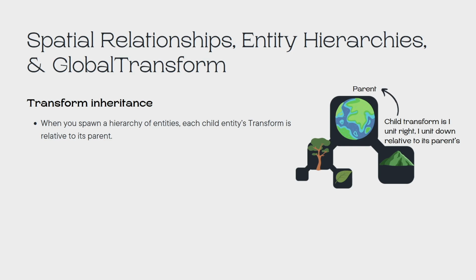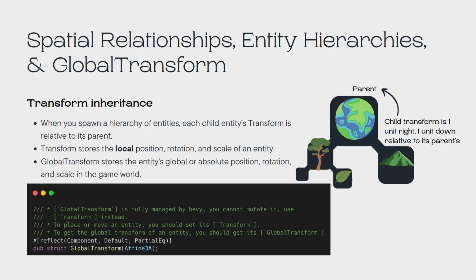And this is where we get the concept of an entity hierarchy. We can basically have certain parent objects that have child objects. And when you spawn a hierarchy of entities, each child's transform is relative to its parent. Transform stores local position, rotation, and scale. And global transform stores the entity's global position or absolute value, rotation, and scale. Whenever you modify a transform, it's going to be synced by Bevy to the global transform. You cannot modify global transform yourself. Basically, it is an immutable component. It's going to be calculated internally by Bevy.